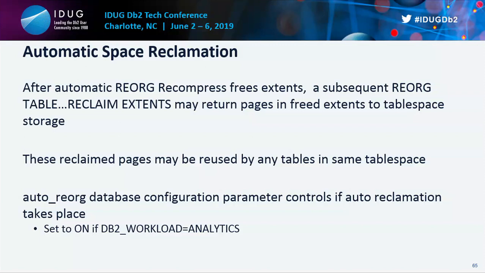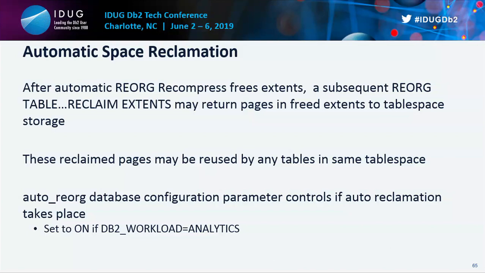Automatically, we will once in a while check how full a table is. We will see that there are empty extents, and it will run a reorg extent reclaim. So at this point, when this runs automatically, it will go through and find every extent that has 0 rows and free it back to the table space. And like I said, as long as auto reorg config is on, this happens automatically, and that is automatically on with set workload equals analytics.